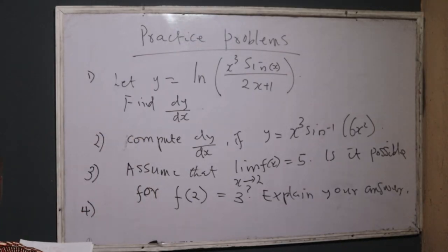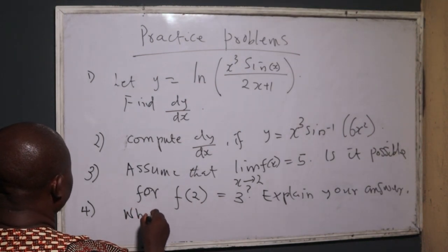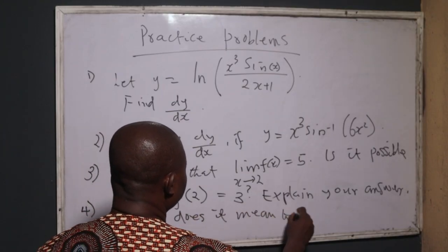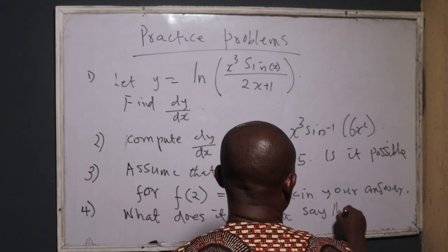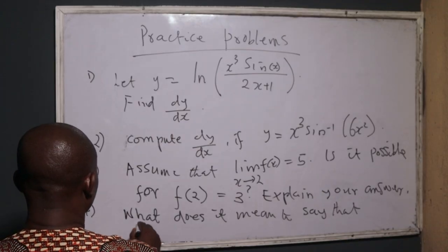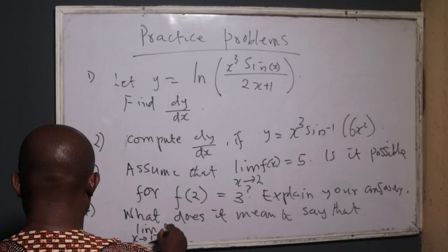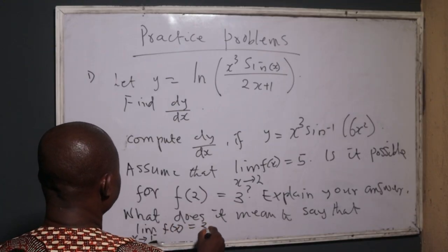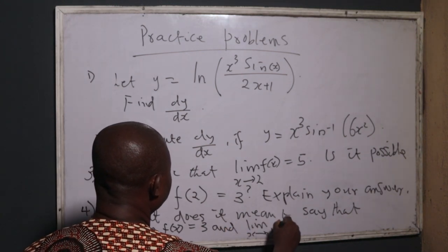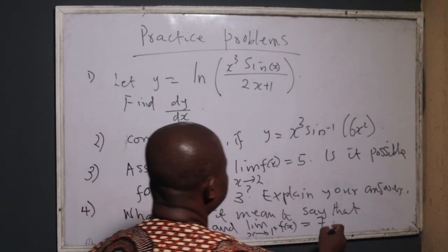Number 4 says, what does it mean to say that the limit as x tends to 1 from the negative side of f of x is 3, and the limit as x tends to 1 from the positive side of this function is, for instance, 7? So what does this mean?